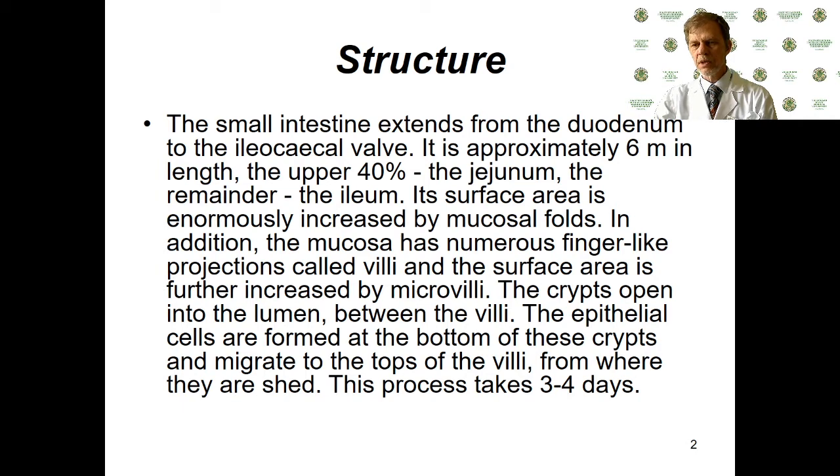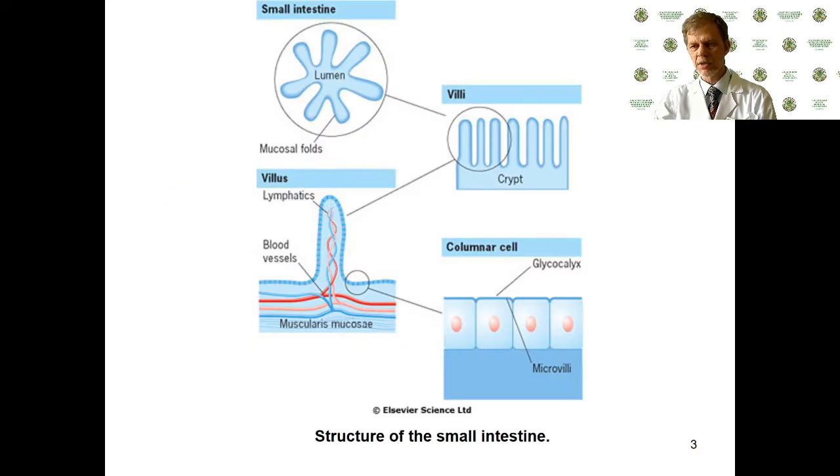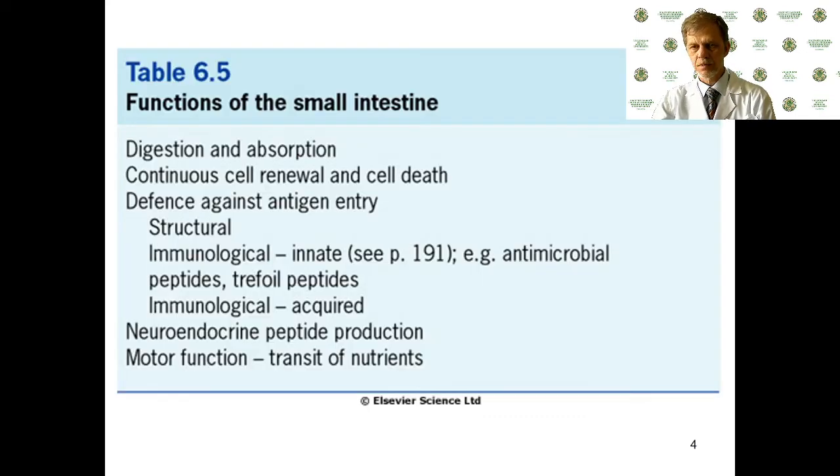The crypts open into the lumen between the villi, and the epithelial cells are formed at the bottom of these crypts and migrate to the tops of villi from where they are shed. This process takes 3-4 days. Okay, this is a picture from anatomy or histology. Again, all surface covered by villi. Villi have microvilli, and the main idea of this structure is to increase surface for digestion and absorption.